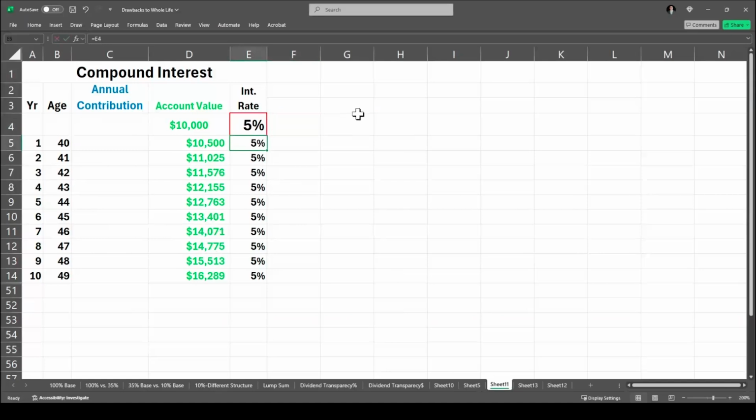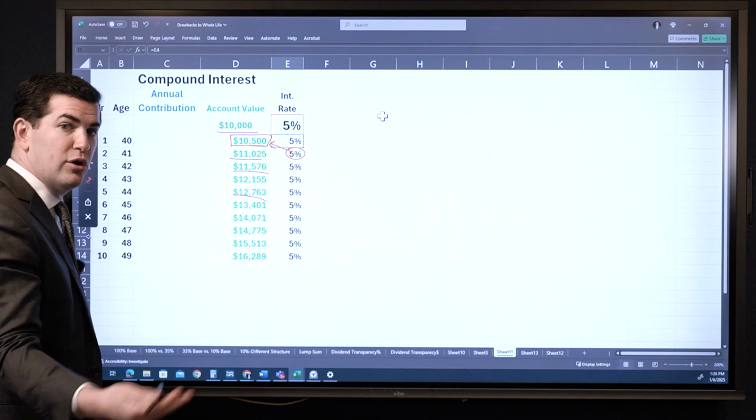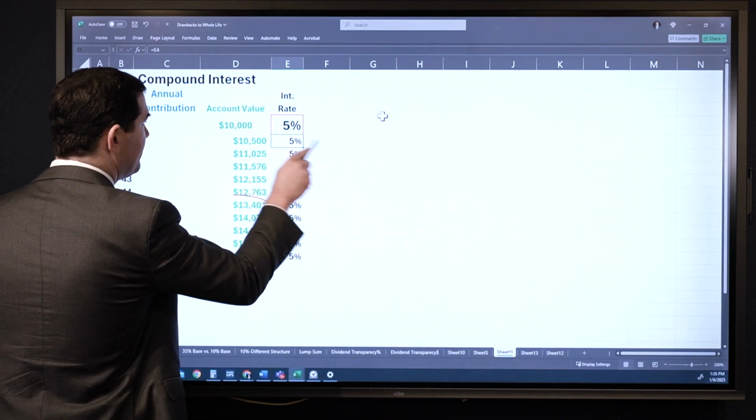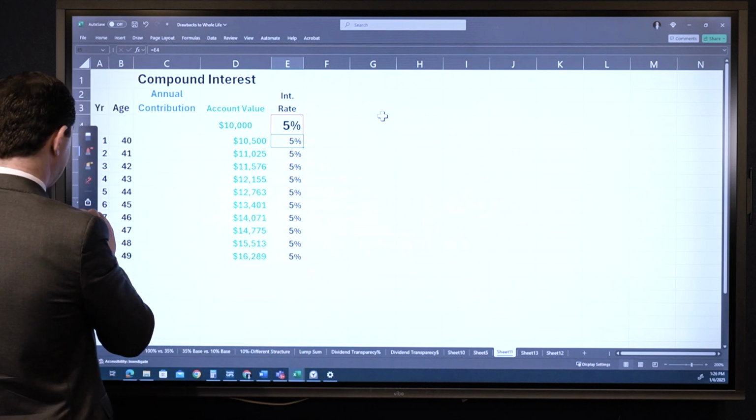So compound interest represents the fact that I earn interest on my initial investment plus the interest I've earned from prior years. So the first year, I started with 10, then I got 500. That's 5% of 10,000. And then the next year, I get 5% on 10.5. So it's compounding and getting larger and larger. Make sense? Cool. All right, so that's step one.